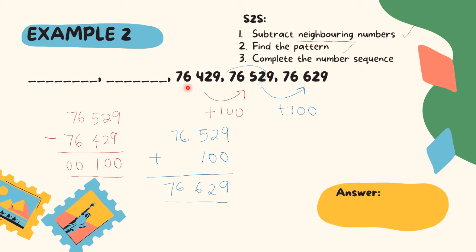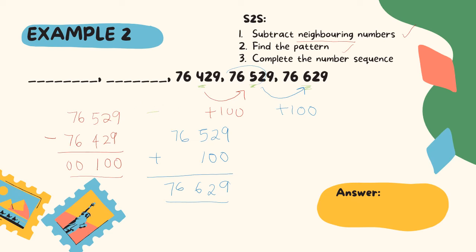Now, the numbers we're going to find are the first two numbers. Notice that if we go to the right, the numbers are increasing. We have 400, 500, and 600. Are you going to plus 100 to find the second number?